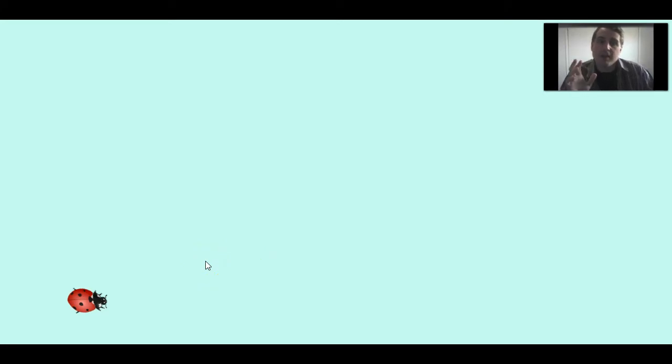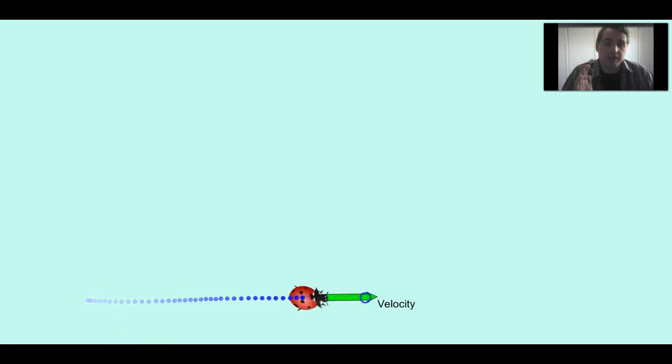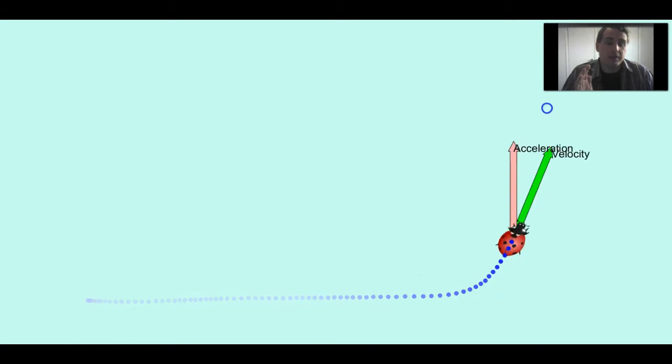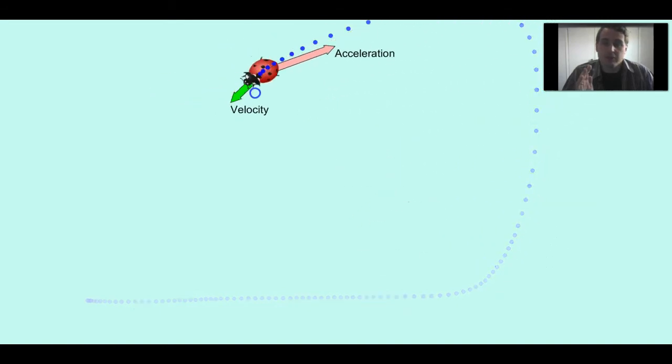Imagine the ladybug is not only in linear motion. Imagine the ladybug starts to make a turn. Imagine the ladybug changes her vector velocity direction. So let's see what that looks like. So let's start the motion, constant velocity roughly, and then all of a sudden, suppose she takes a turn.